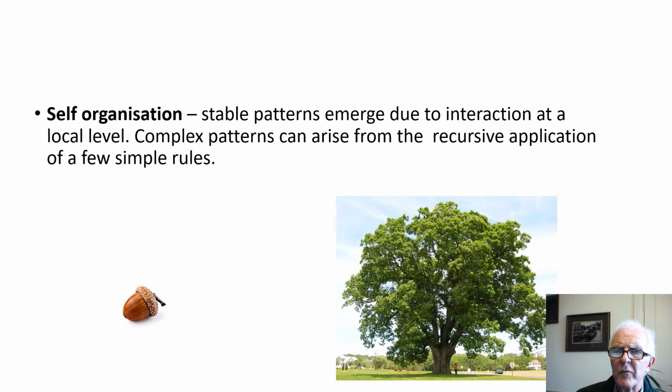So here's an example of self-organization, stable patterning emerging due to local interaction. There's no complex algorithm or computer program inside this acorn that decides it's going to be an oak tree. There's probably a simple number, or we can apply a model of a simple number of recursive rules from which a pattern will emerge.